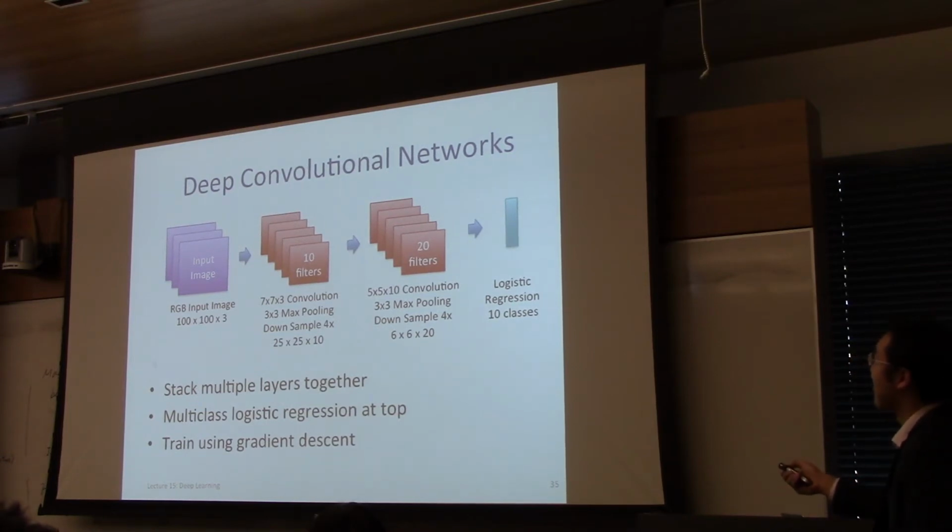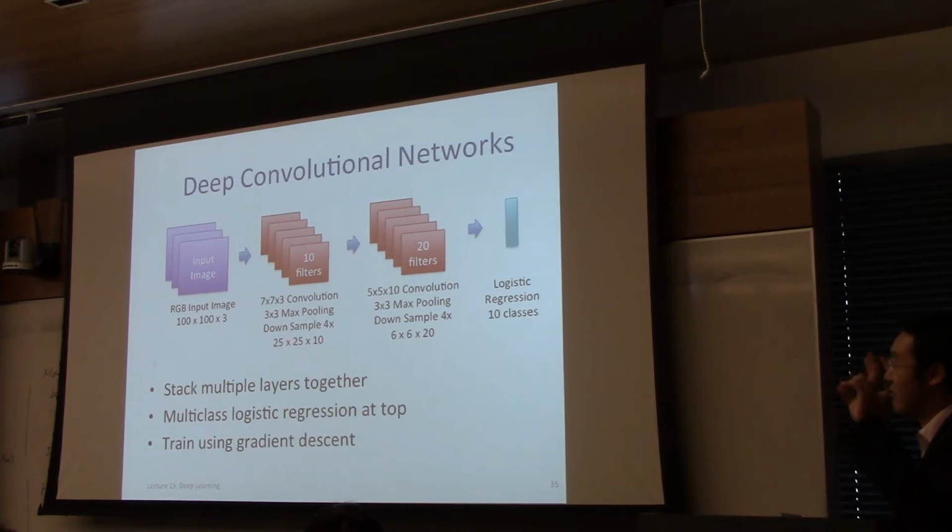So a deep convolutional network is simply stacks of convolutional filters, right? The input image is RGB, and then we have a 7x7x3 convolutional filter that looks at 7x7 patches of all RGB channels of the raw image. And then we do 3x3 max pooling. So the output of this layer is 25x25. There are 10 channels, so it's 25x25x10. The original image was 100x100x3. Now it's 25x25x10.